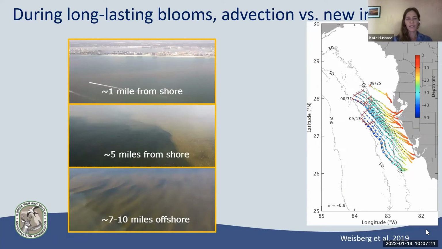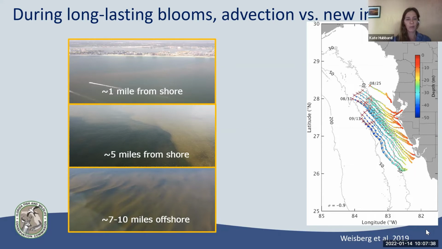So during long-lasting blooms that last over a year, they start to persist into the time where we start to see new bloom initiation. One of the questions that we have then is whether we have simply advection of the persistent bloom or new initiation. That was certainly something we were wondering about this particular year, and it's something that we'll look into more with some of the modeling.